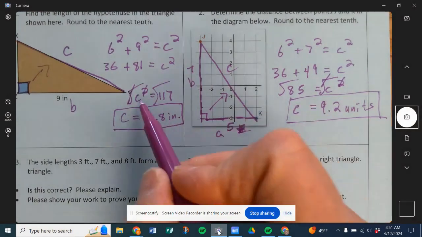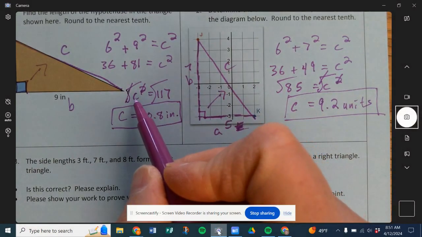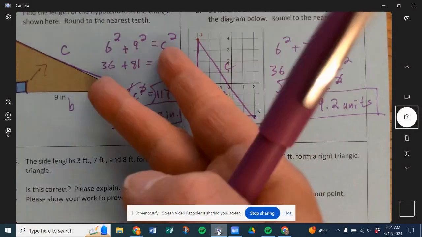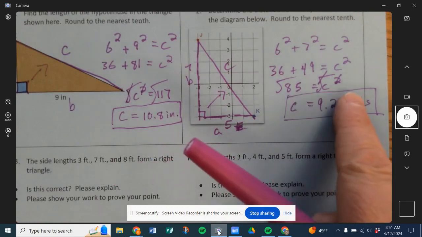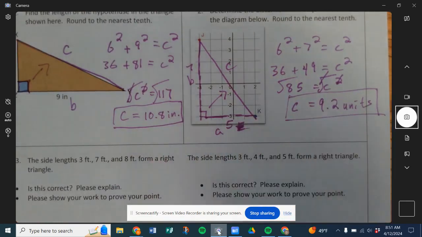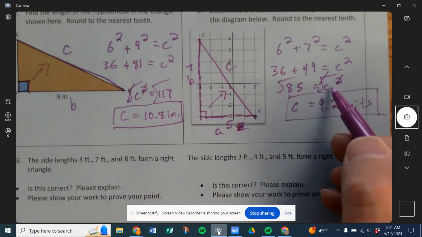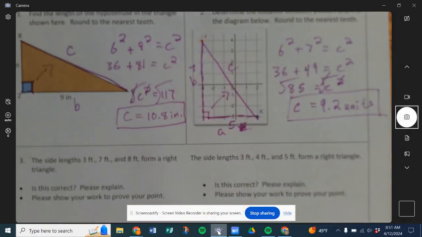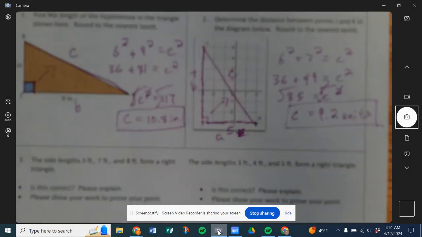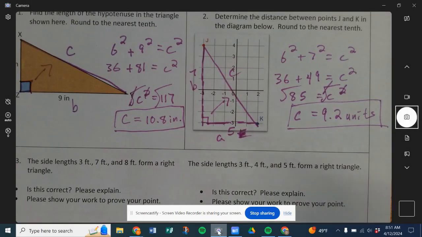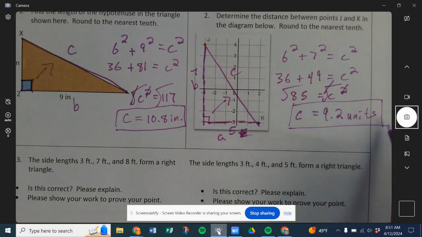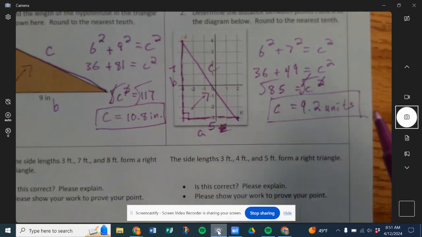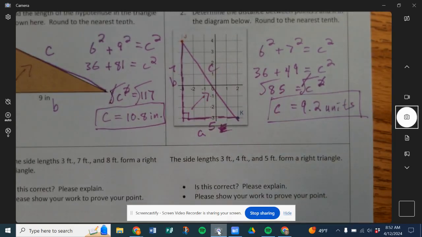You'll notice that on this one I had the C squared on the left. I flip-flopped it at this point, but I didn't flip-flop it here. The reason you can do that is because it doesn't matter. You can have the C value on the right and the number on the left, or the C value on the left and the number on the right. It doesn't matter for purposes of the math. It's not going to change anything. But when you write your answers, you should probably put it in this format where it's C equals 9.2 rather than 9.2 units equals C.